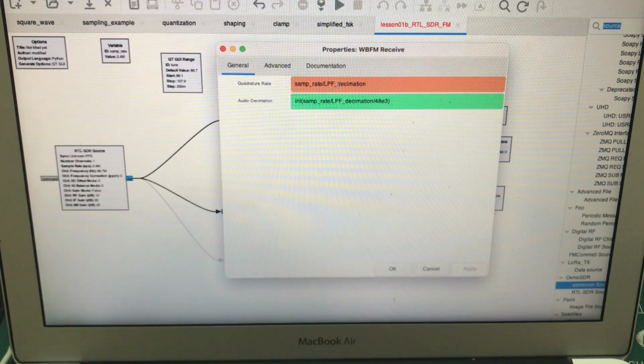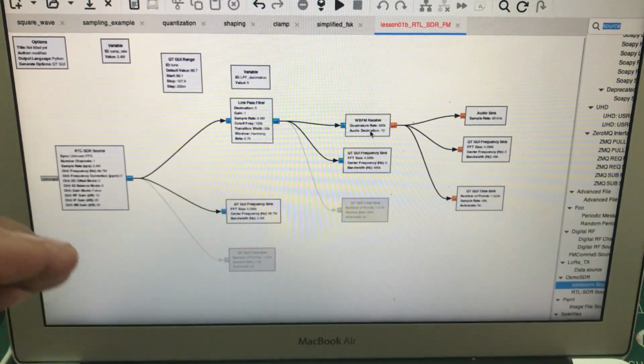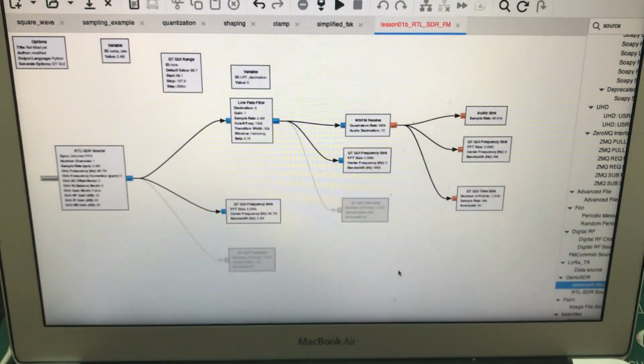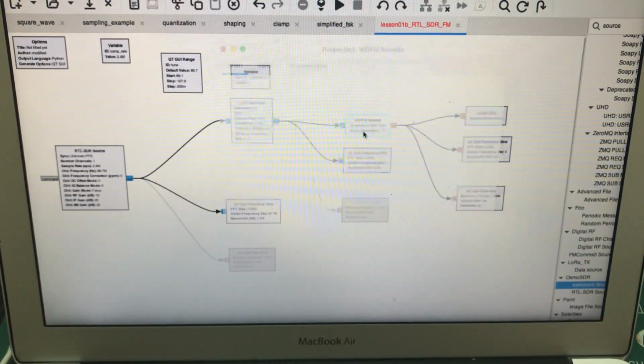All right, so you'll get about decimation 480 kilohertz. Now, what is this audio decimation? You can write it fancy like this, or you can just simply write this as 10. So let's just keep it like this. What that means is this.